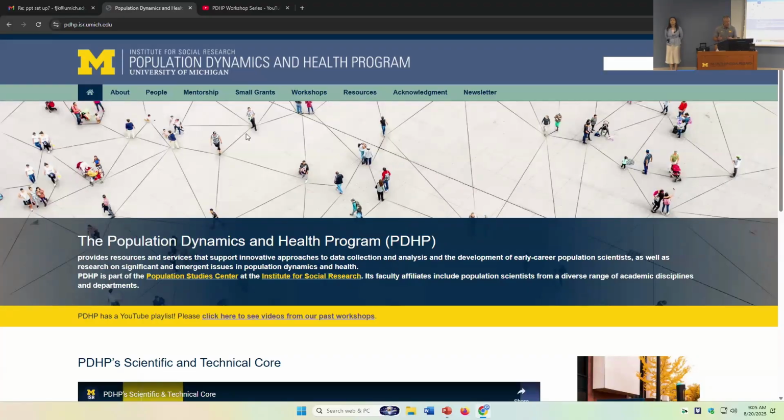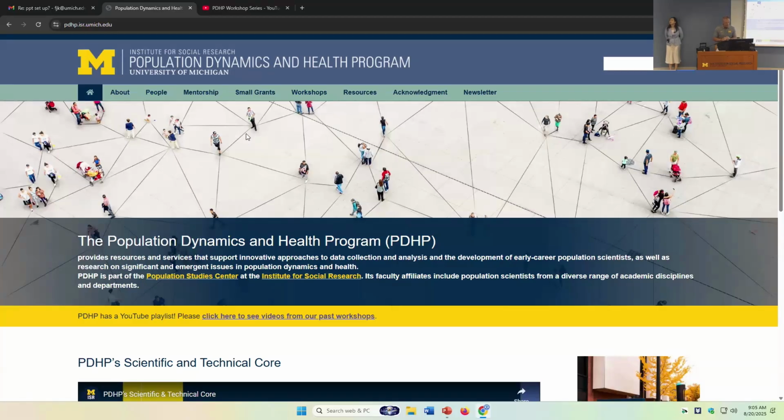So the Population Dynamics and Health Program is a research infrastructure program that's located within the Population Studies Center here at the Institute for Social Research at the University of Michigan, Ann Arbor. PSC primarily focuses on population research and training of graduate students and postdocs who are doing work in the population sciences. The Population Dynamics and Health Program itself is funded by the National Institute of Child Health and Human Development via a P2C grant. So we're very thankful for that support, which makes workshops like this possible.